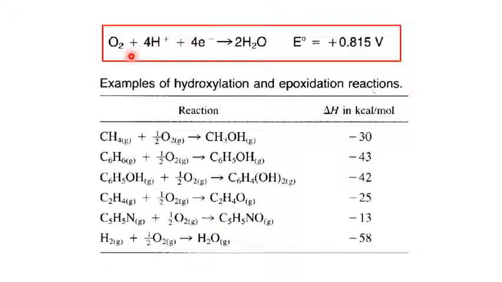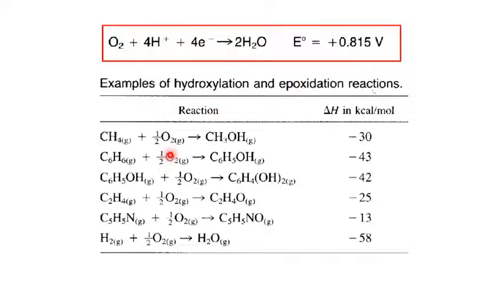Now, as I already said, this reduction of O2 to H2O requires a pretty high amount of energy, because this is actually favorable: the reduction potential is plus 0.815 volt for oxygen to water. So this is the example of a hydroxylation or epoxidation process.